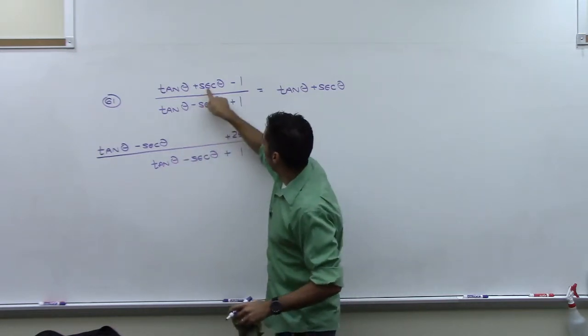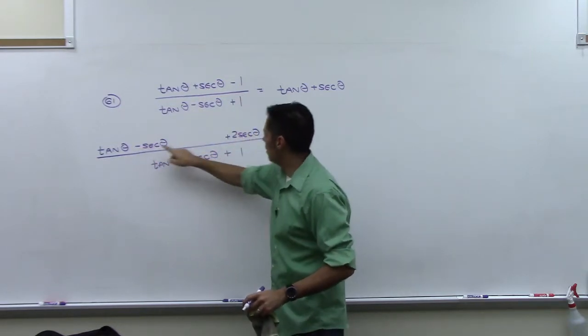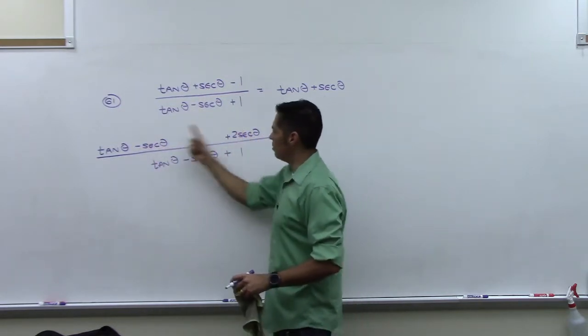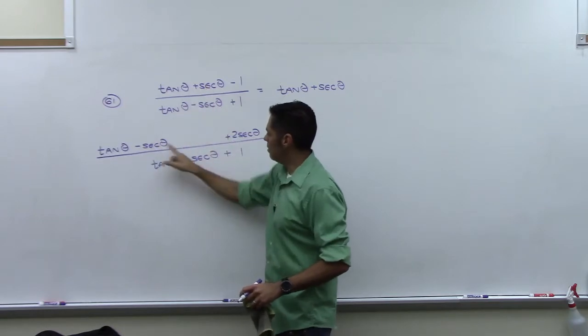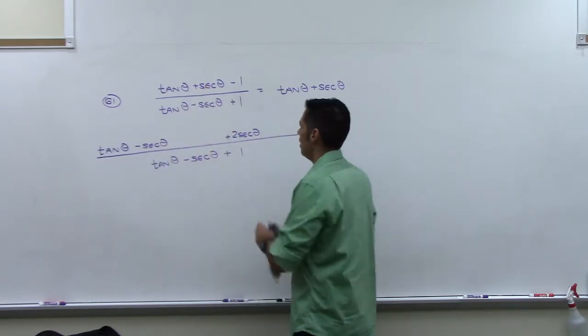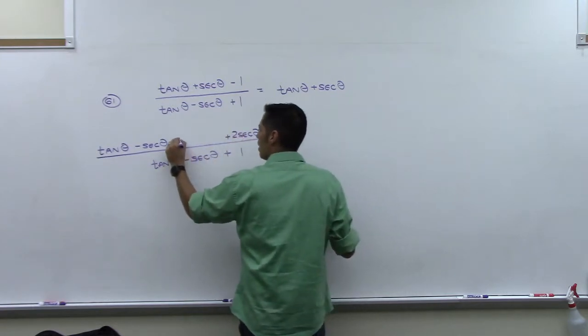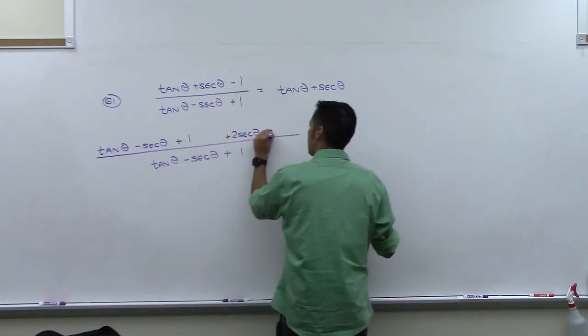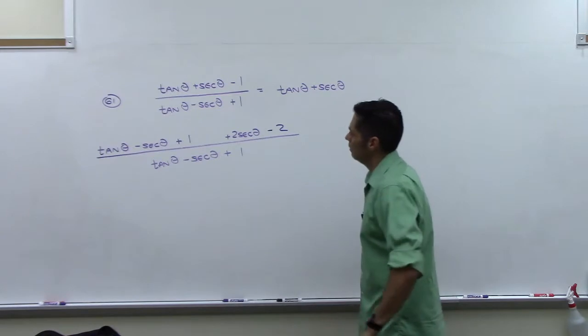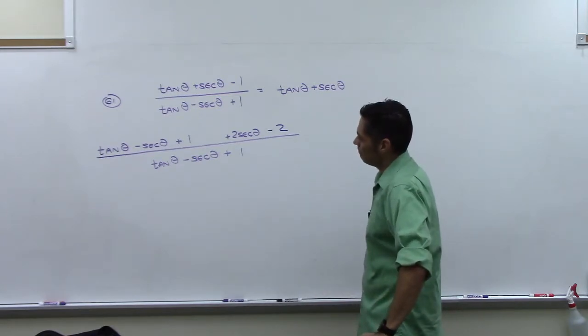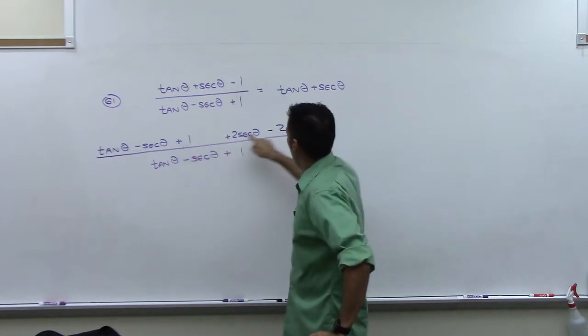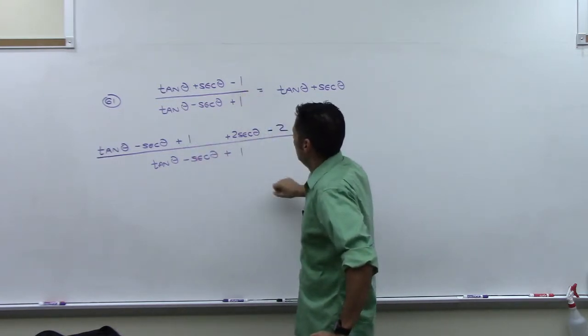So what I did is I said I have a plus secant theta. So I can write that as minus 1 secant theta plus 2 secant thetas. If I put these two together, I get that. But this and this match. And then I have a minus 1 up there. I'd like to have a plus 1. So if I say plus 1, then I would have to say minus 2 out here.